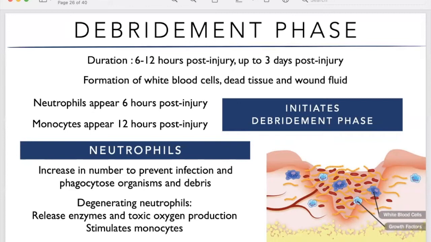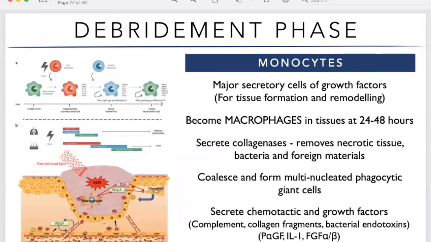What do neutrophils do? They increase in number, okay, to prevent infection. You know what neutrophils do. You're done with immuno. And they phagocytose organisms and debris, right? We don't want those organisms to fester in there and cause infection, right? And those degenerating neutrophils, which will be seen as pus, right? They release enzymes and toxic oxygen production or reactive oxygen species, which will stimulate the monocytes, right? The monocytes are the major source or secretory cells of growth factors.